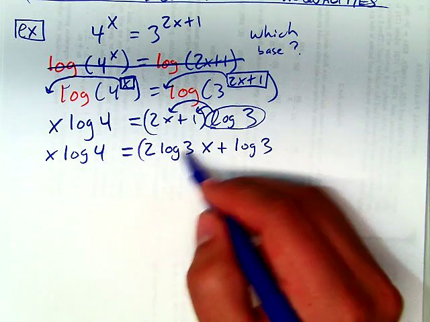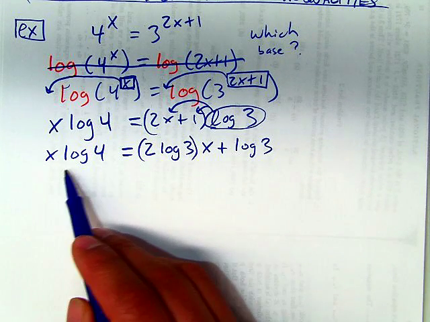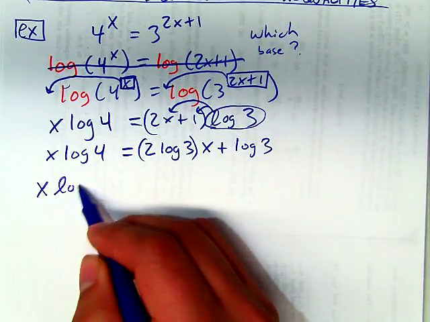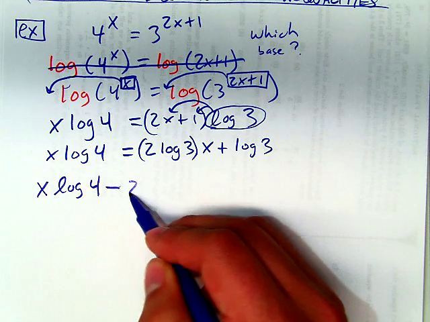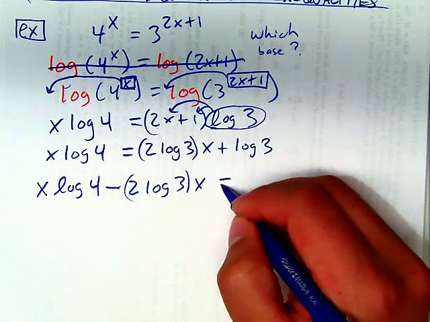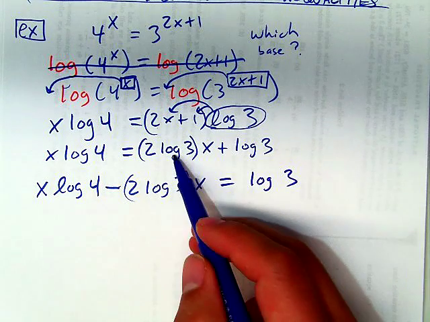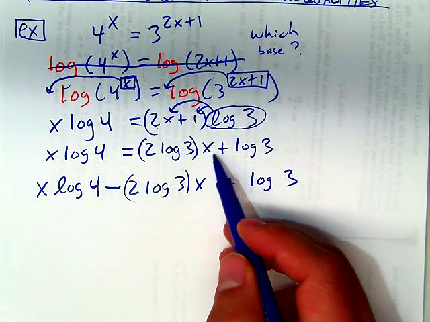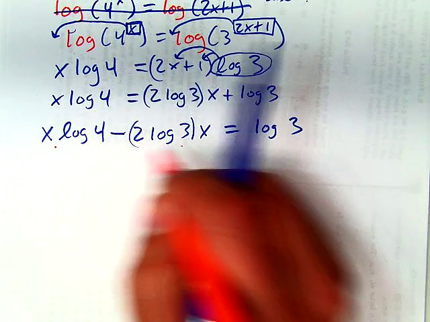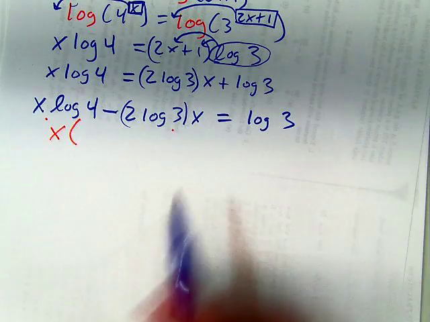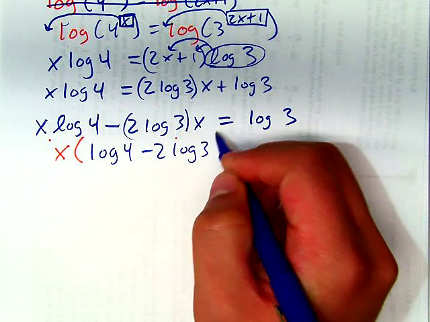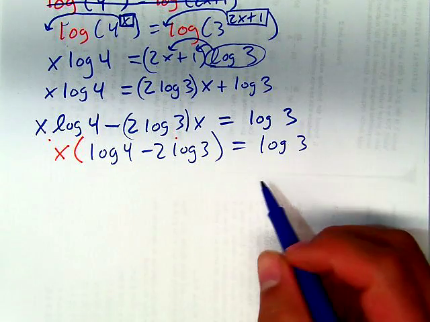And now what we can do is put everything that has an x on the same side. So I'll take x log 4 and I'll subtract 2 log 3 times x, and that's going to equal log 3. So all I've done is take the term that has x on the right and put it on the left. Now, since both of these terms have an x in common, you can take out x, which leaves log of 4 minus 2 log 3 equal to log 3. So then we're almost done.